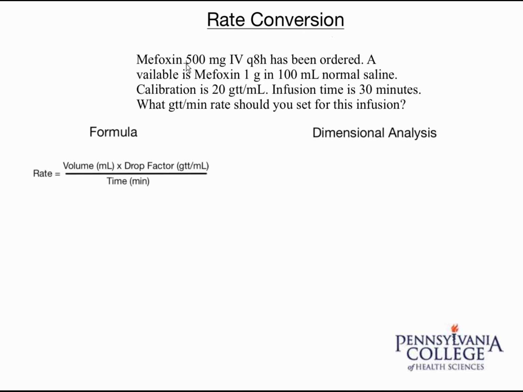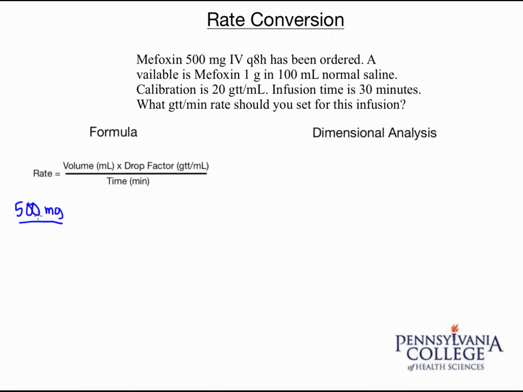In this problem, I am told that I need to give 500 milligrams. And what is available is methoxin. It's available 1 gram in 100 milliliters. So what I need to first figure out is how many milliliters I will be giving. To determine that, I can use either a proportion or dimensional analysis. I'm going to just use a quick proportion here.